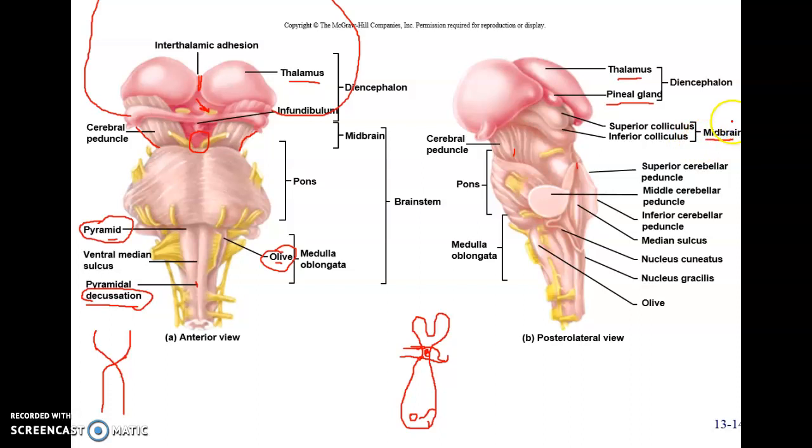Midbrain. That's midbrain. So corpora quadrigemini literally means four bodies, four twin bodies. And so there's four bodies here. So right and left, you've got the superior and inferior colliculi, right? So here's a superior colliculus here. And then there's a superior colliculus here. Inferior colliculus here. And then another inferior colliculus here.